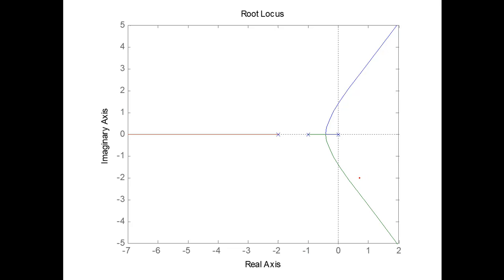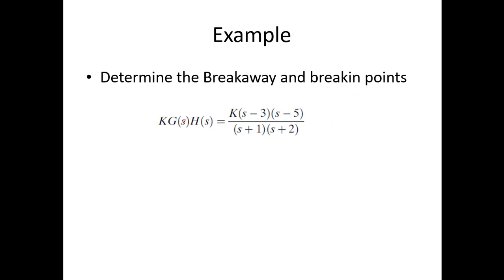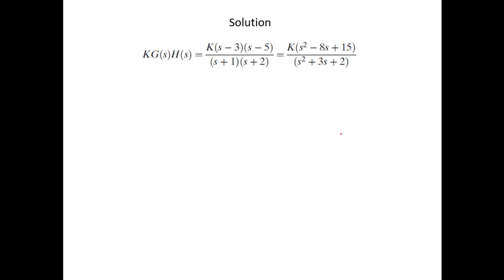Now this is the graphical representation taken from MATLAB. You can see that at point -2, this is the same example, it will follow this path and there will be no root locus at this point, and between -1 and 0 there will be a root locus. So let's do a quick example to find the breakaway and break-in points of this equation. The characteristic equation is given to us as KG(s)H(s). So let's find the solution for that.